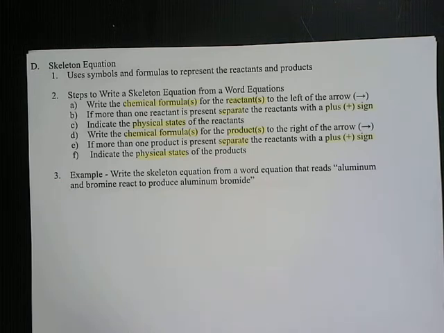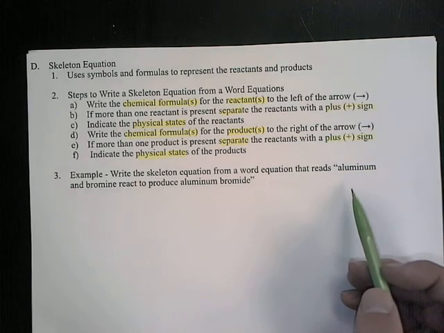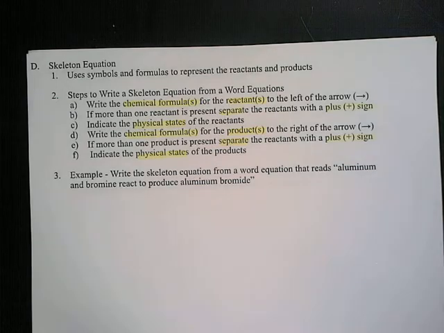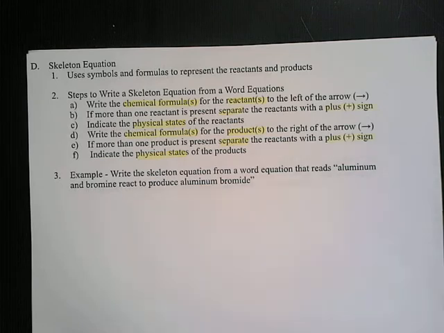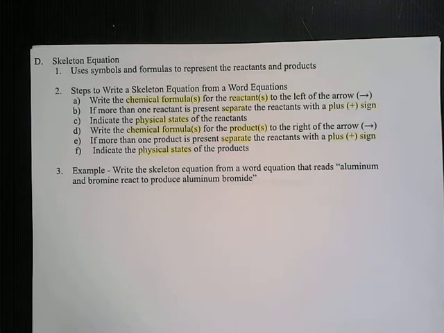So what we do here is very simple. We take the word equation and we put it in our chemical symbol notation. So we're going to walk through this process. We've seen it before in an example, but I'm going to show you how the steps were done to get to that point in our equation.